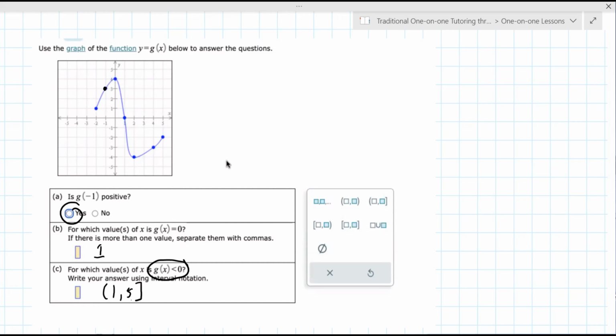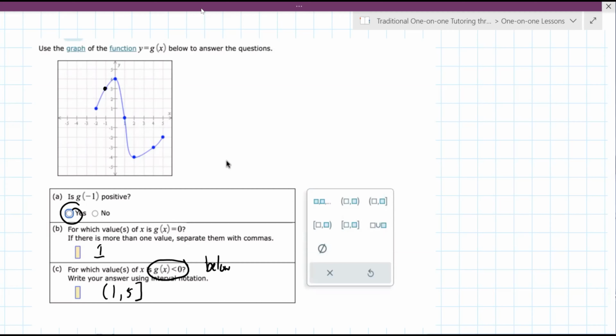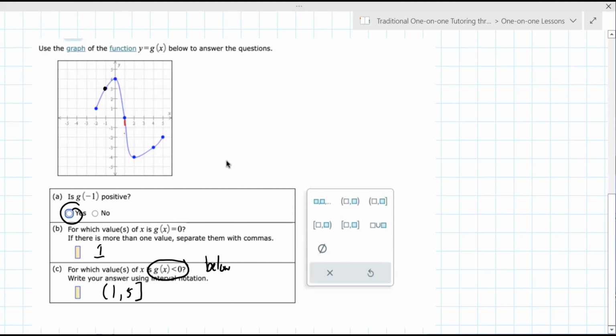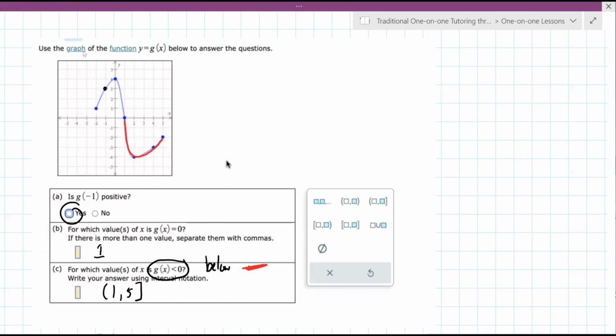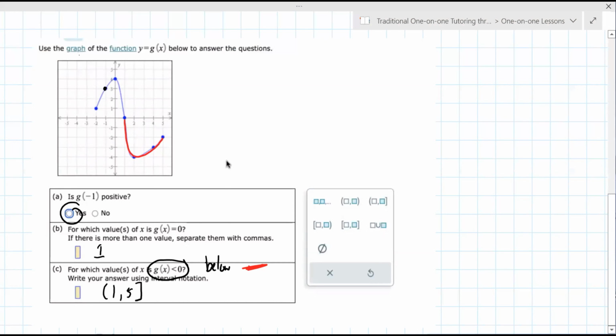So we didn't start at -2 because it's asking below. So you just care about where it's below. I'll even color code this a little bit better. This is below, so it's just 1 to 5. Yeah, that makes sense. It's usually the words that are more meaningful than a definition. We say above or below, or hits or crosses. Those usually mean something.